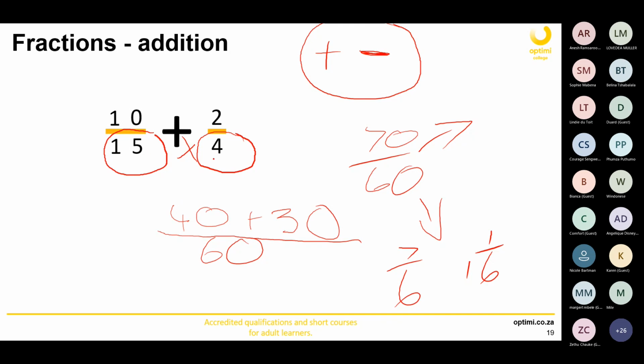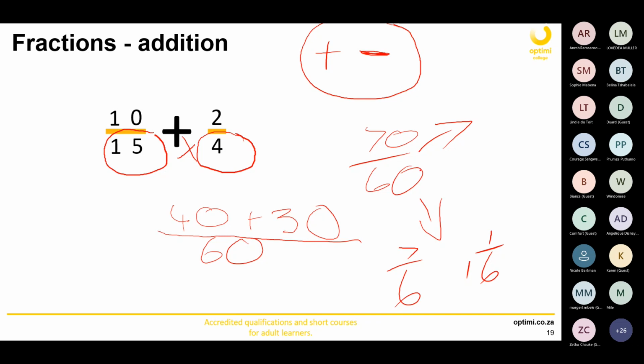15 times 4, and this you're allowed to do on your calculator, is 60. What you do to the bottom, you do to the top. But now, do not go and multiply 10 by 2. That's wrong. You need to multiply 10 by 4 and 2 by 15. That gives you 40 plus 30. 40 plus 30 is 70 over 60.